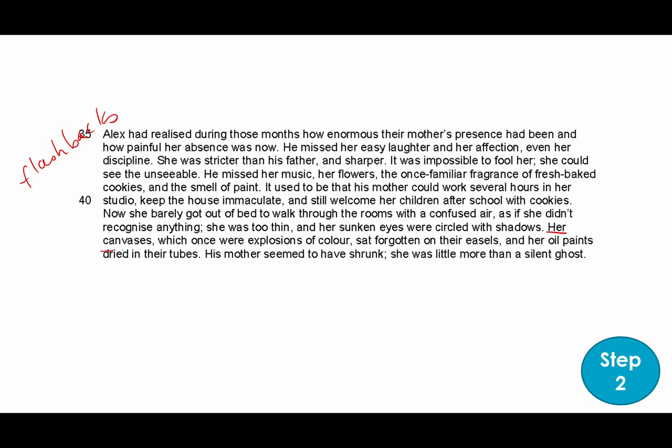"Her canvases, which once were explosions of colour, sat forgotten on their easel, and her oil paints dried in their tubes. His mother seemed to have shrunk. She was little more than a silent ghost."